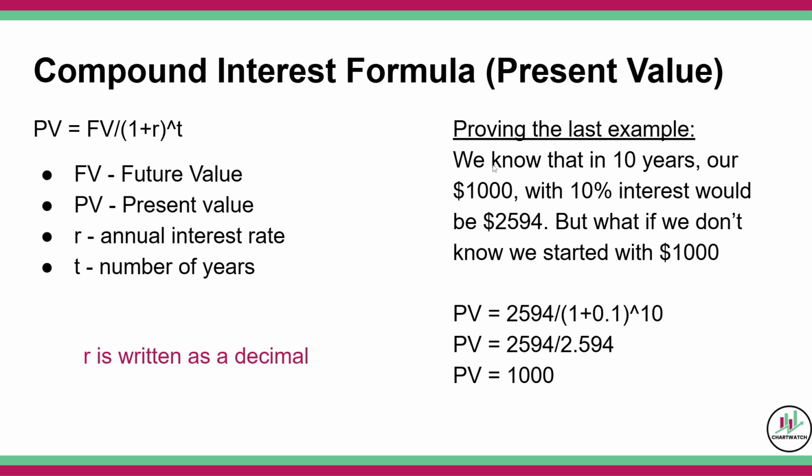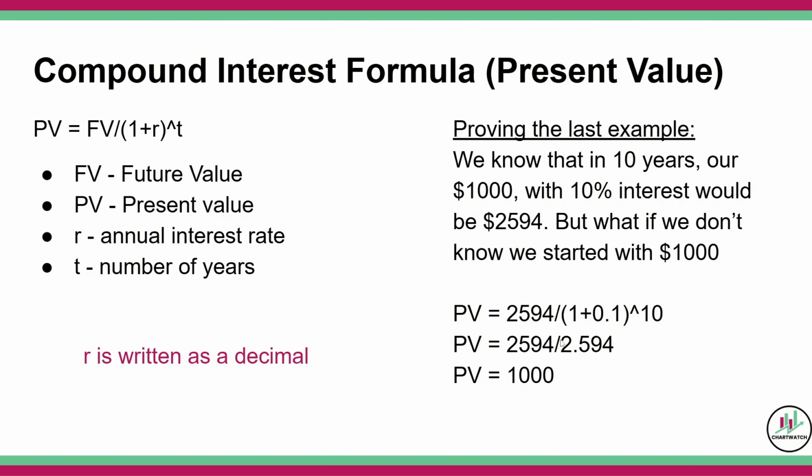And we're going to prove the last example. We know that in 10 years, our $1,000 with 10% interest would be $2,594. But what if we don't know we started with 1,000? We're going to see what value we started off with 10 years ago. So we find our present value right now. We put in our future value: in 10 years, we have $2,594 divided by 1.1 to the 10, because it's been 10 years, which gives us 1,000.